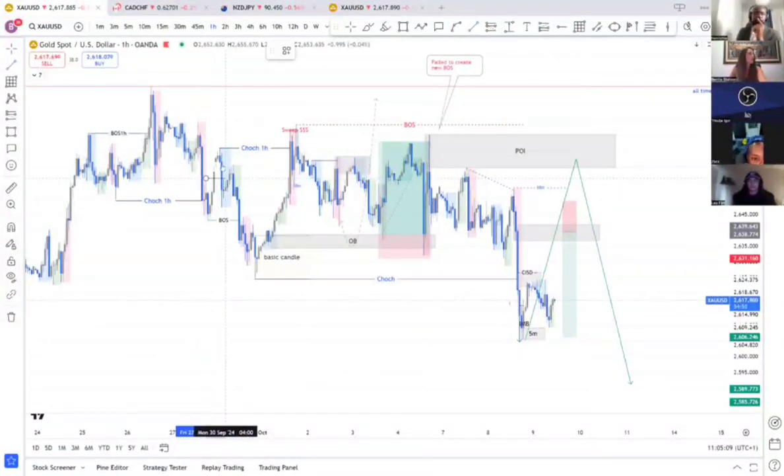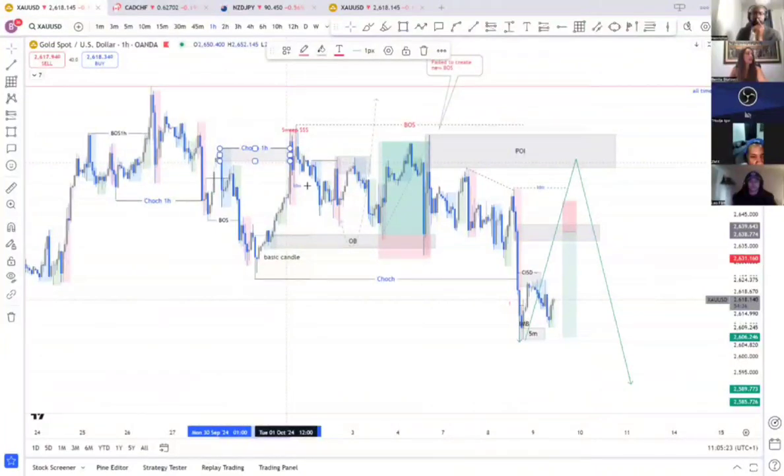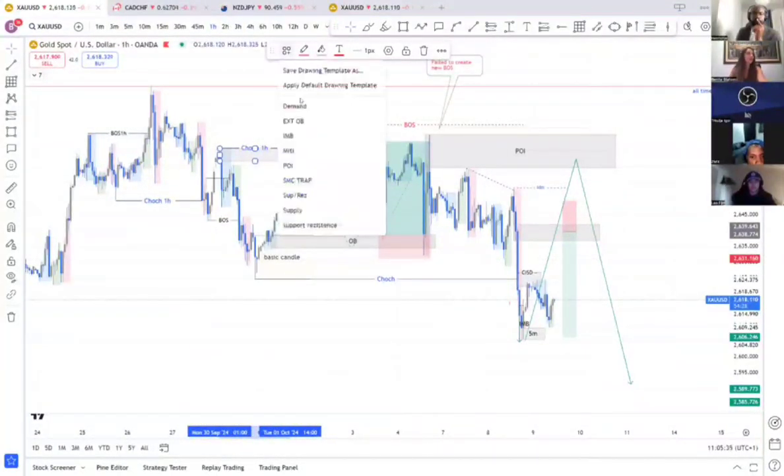And then the price took out that inducement and created a new break of structure right here, leaving a zone with imbalance over here. Let me mark it for you so you understand clearly. So this was a supply zone or extreme order block on the sell side. But usually when it's on the sell side, I call it supply, and when it's on the buy side, I call it demand. It makes more sense to me.